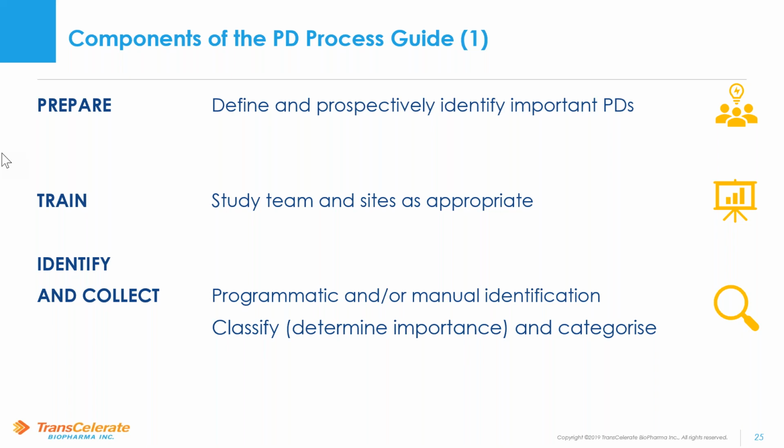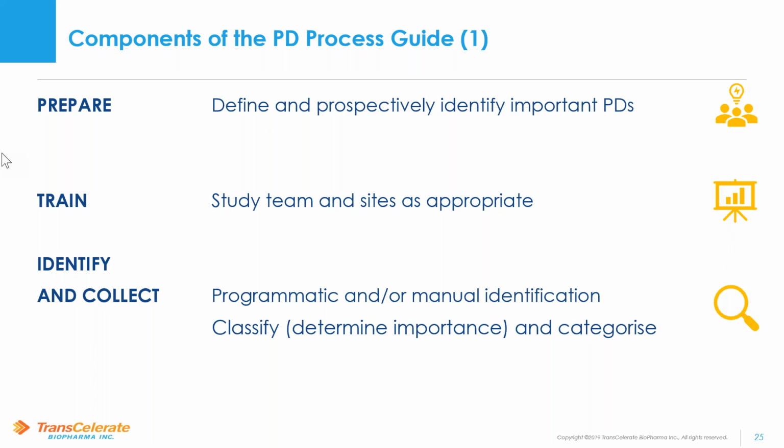Okay, so we've planned and prepared, we've trained. Now we actually start. So we need to identify PDs and we need to collect them. In terms of identification, they can be identified through programmatic means, so straight from the study database, or they can be identified through manual processes. So the CRA at site looking at things, or potentially a central monitoring group looking at things. So there's different ways these things can come in.